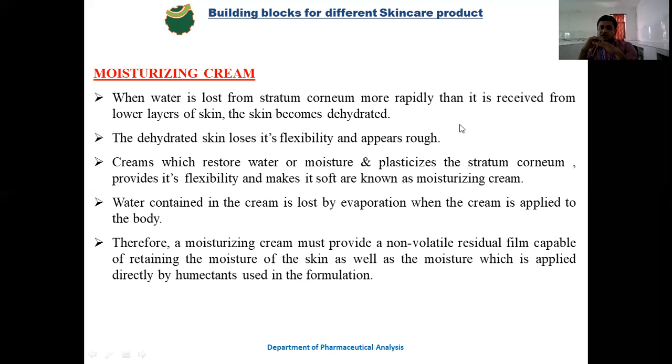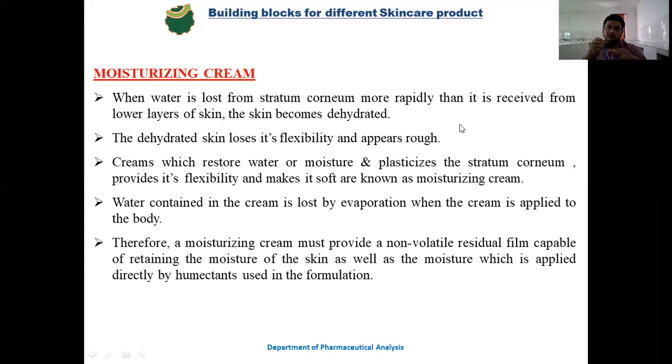So the moisture can't pass the oily layer and can't evaporate, so the moisture will remain in the skin only. Once the moisture is retained on the skin, it will gain its flexibility and will not remain rough. So this is the main mechanism of the moisturizing cream. Some creams also contain a humectant, which will provide moisture as well. Some creams themselves have a humectant which provides moisture.